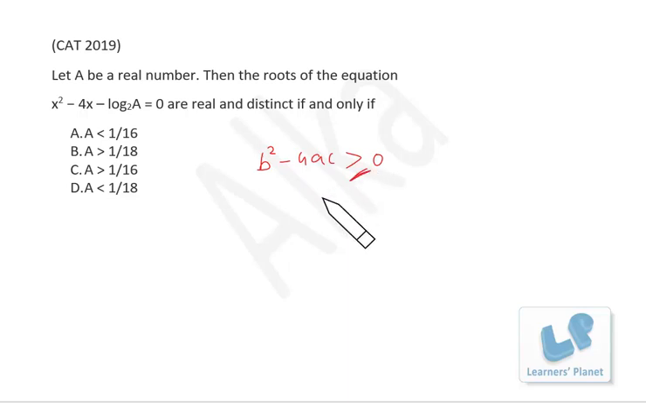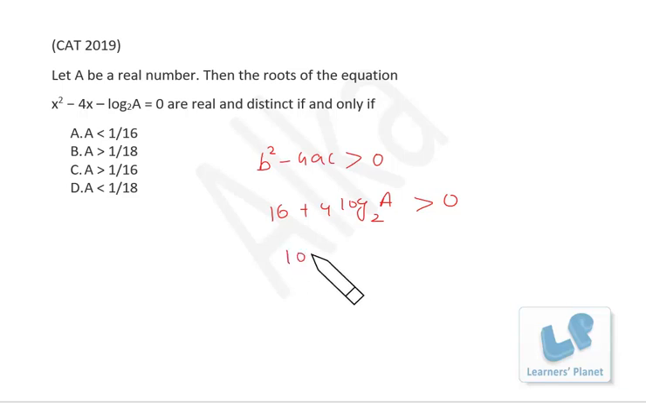You cannot even have a greater than or equal to sign, because that means there is a possibility of the roots being similar, but we are looking for exactly real and distinct roots. That means b square minus 4ac is strictly greater than 0. So b square is 16, minus 4 times a, which is 1, the coefficient of x square, and c is minus log a to the base 2. Making it positive, 16 plus 4 log a to the base 2 should be greater than 0.